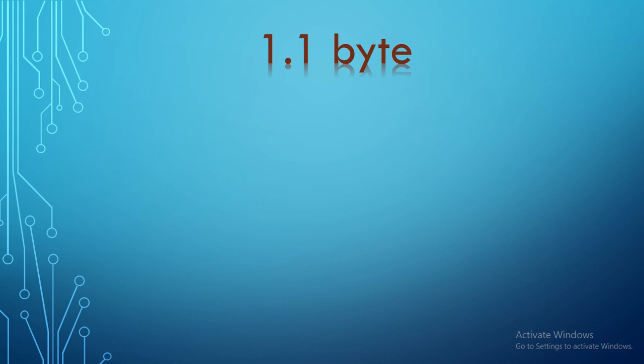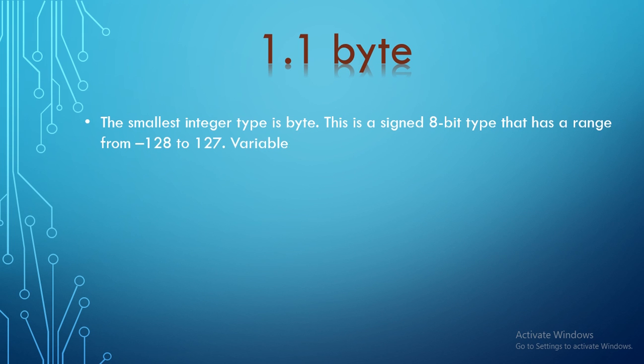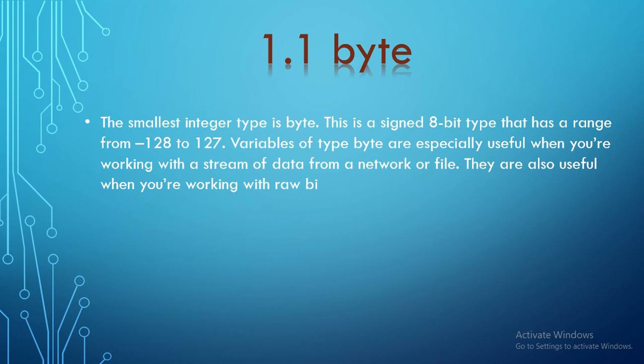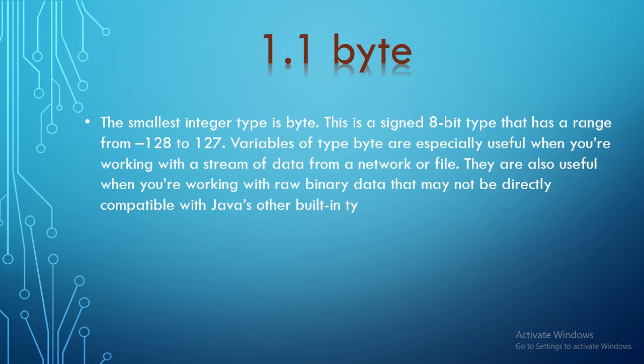Now come to the first one, which is byte. The smallest integer type is byte. This is a signed 8-bit type that has a range from minus 128 to 127. Variables of type byte are especially useful when you are working with a stream of data from a network or file. They are also useful when you are working with raw binary data that may not be directly compatible with Java's other built-in types. Example: byte a, b. So this is the example to declare the byte data type.